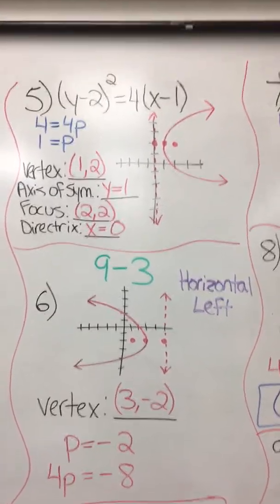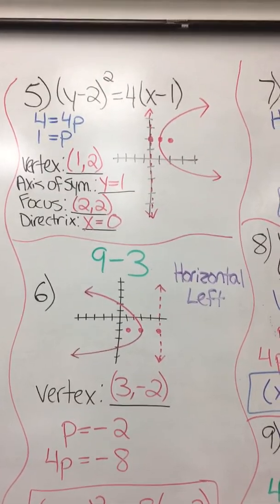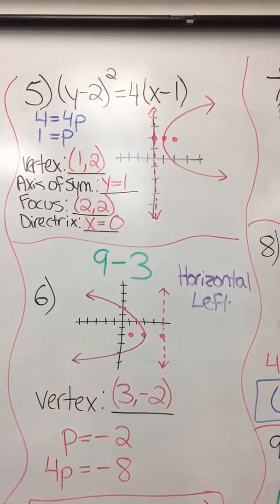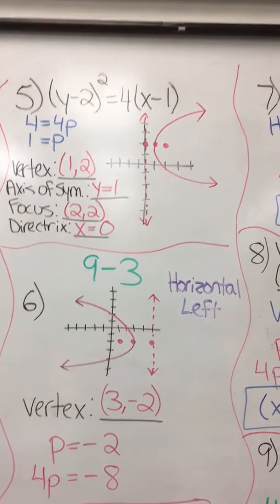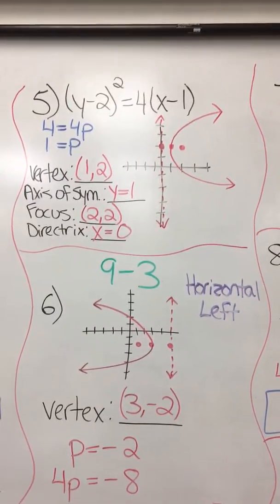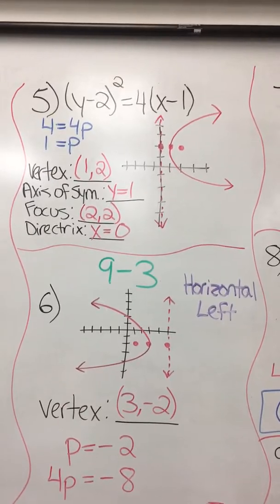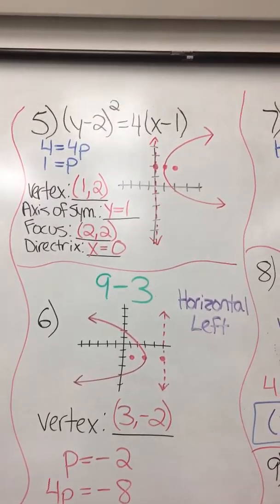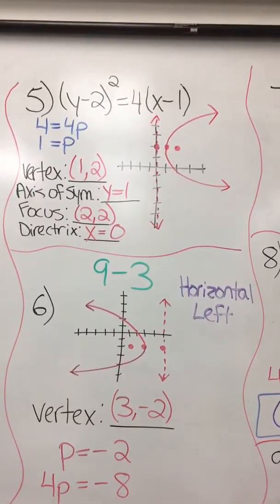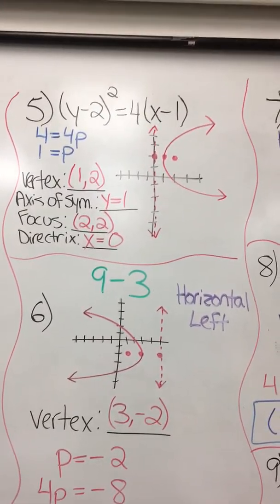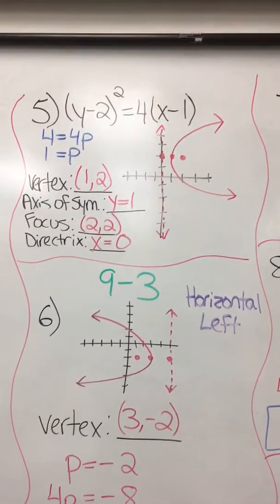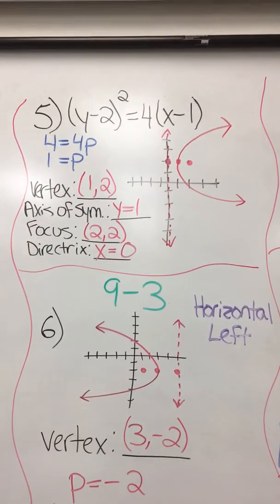For our vertex, we have x minus 1. So if we were to solve for x, we would get a positive 1. So that's the first value for our vertex. And then the same thing with that y minus 2. Set it equal to 0 and then solve for y. So we would get positive 2, which is the second part of our vertex answer. So we have (1, 2). So our axis of symmetry, in order to cut this in half, would be y equals 1.